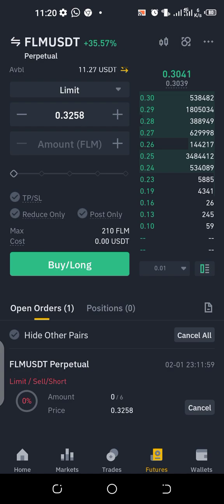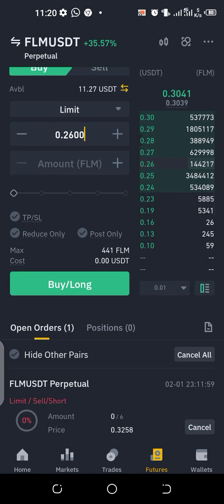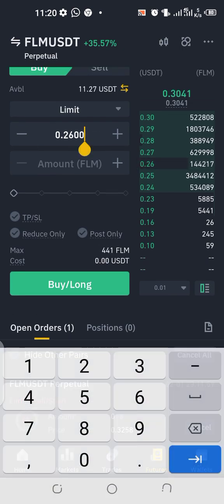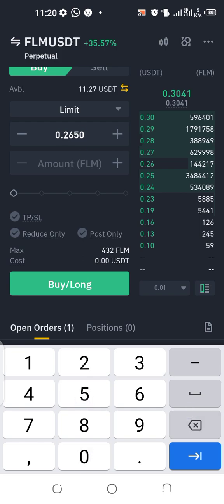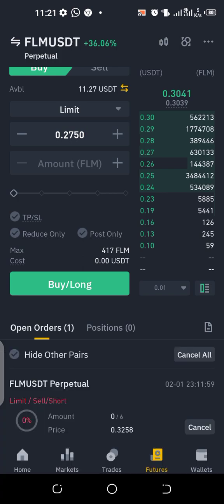So my support is here, 0.26. I can add 50 to it, or I can even decide to go to 0.25 and add 250, just so I'm sure that it's likely to hit my buying price or my selling price. That's using the order book to predict price movements.